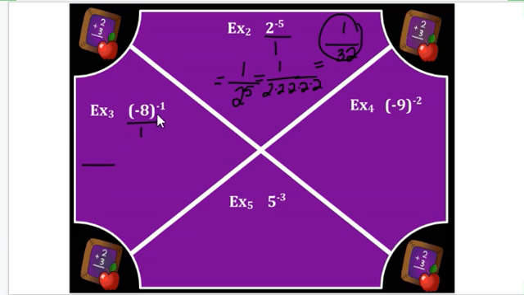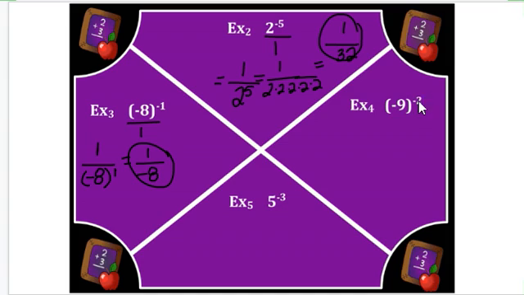Now when you send it to the bottom, the only thing that becomes positive is the exponents. The base is going to stay the same. So if it's negative, it stays negative. If it's positive, it stays positive. Whatever the base is, it doesn't change. The only thing that changes when you switch floors is the power becomes positive. So our final answer here is 1 over negative 8 to the first power, which is just negative 8. So we have negative 1/8.